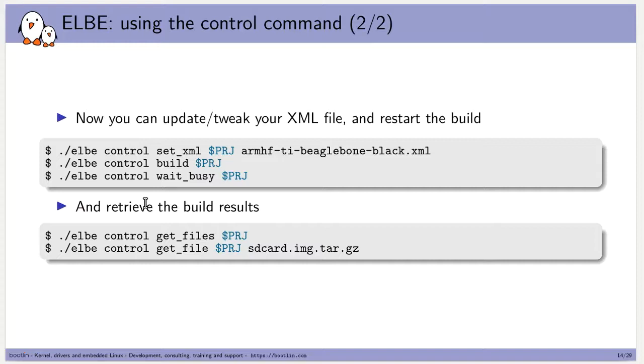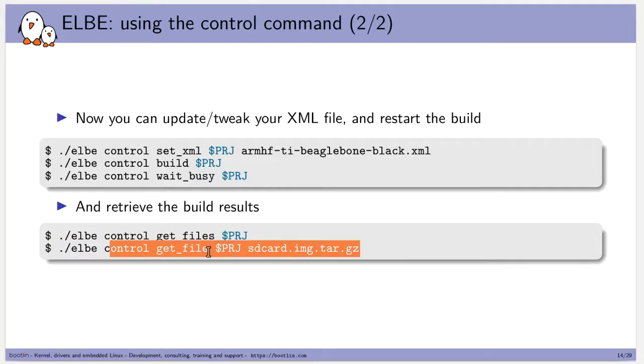You can also reset your project if you added something you do not want. There is a control reset, and then you rebuild again. Lastly, because when you use control it will not create a result directory like the submit command, you need to export the files you want from the project directory in the initvm. For that, just list the files that can be exported with get_files, and then export one with get_file, without the s.